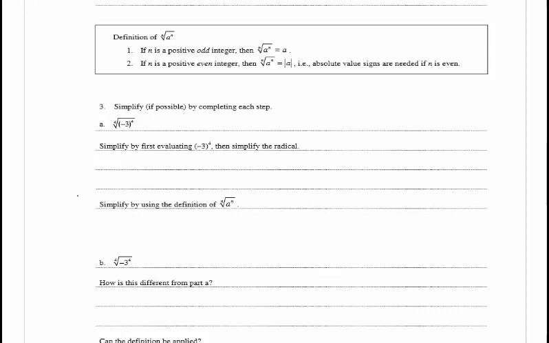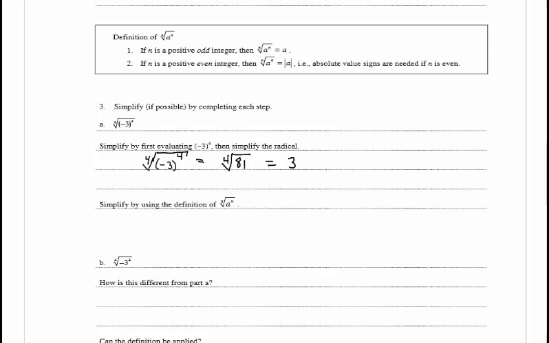In A, we have the fourth root of (negative 3) to the fourth, and they want us to simplify by first evaluating negative 3 to the fourth, then simplifying the radical. So if we have the fourth root of (negative 3) to the fourth, that is equal to 81. So we have the fourth root of 81. And the fourth root of 81 is equal to 3.